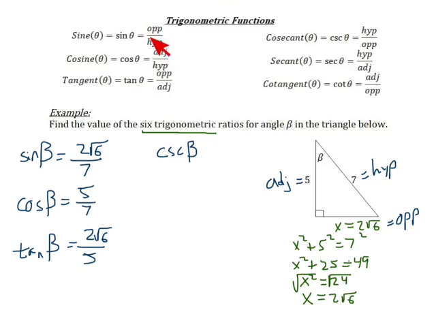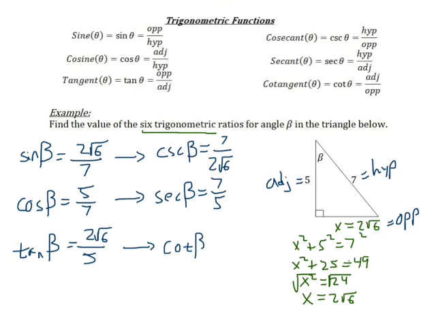So again, we just flip around the sine to get the cosecant. It's useful to remember that the sine and the cosecant are reciprocals. It makes it really easy for finding the cosecant once you get the sine. And the cosine gives us the secant. So the secant ratio is 7 over 5. And the tangent ratio gives us the cotangent. Or we can go back to the definition. If you want adjacent over opposite, that's 5 over 2 root 6.